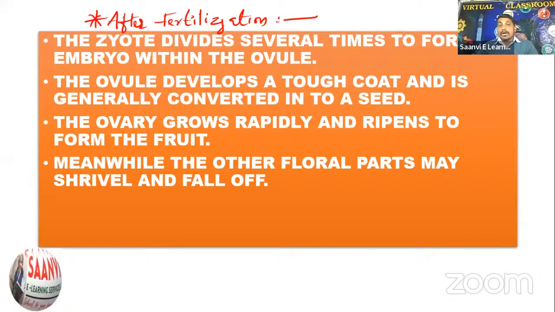See here, listen carefully. The ovule develops a tough coat and converts into a seed. The ovary develops and ripens to form the fruit. From ovary to fruit, ovule to seed. Ovule, seed; ovary, fruit. Ovule, seed, ovary, fruit.